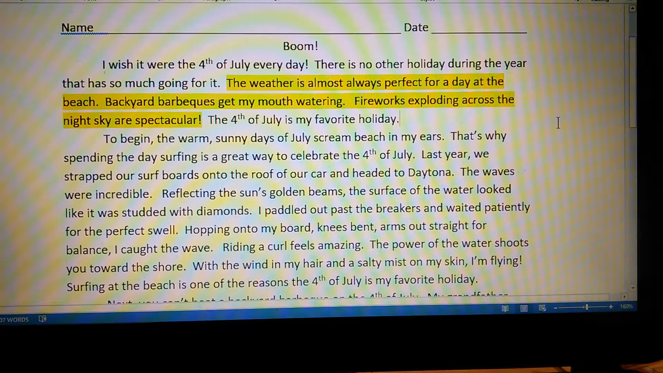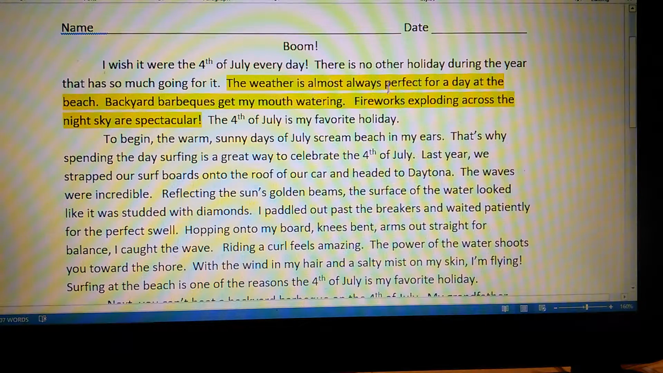Students should already have noted that there are 3 body paragraphs and that each body paragraph will focus on one main idea. In this sample essay, we can see that the first main idea, the weather is almost always perfect for a day at the beach, will be the first body paragraph. Backyard barbecues get my mouth watering will be the second body paragraph. And the third body paragraph will be organized around the main idea of fireworks exploding across the night sky are spectacular.